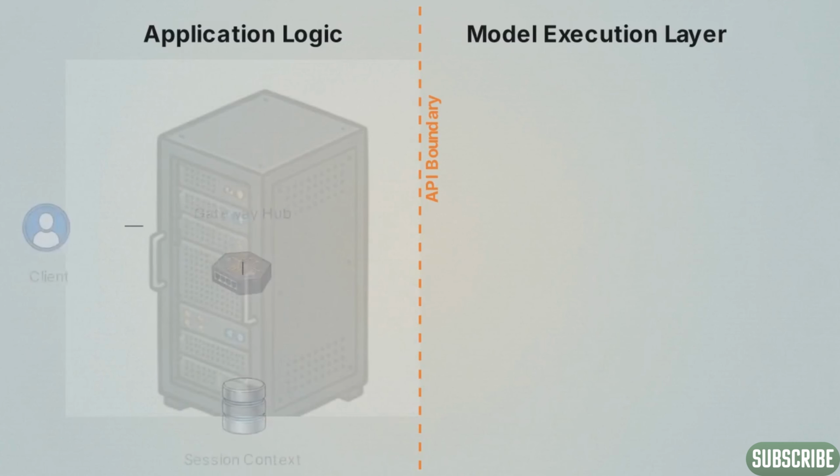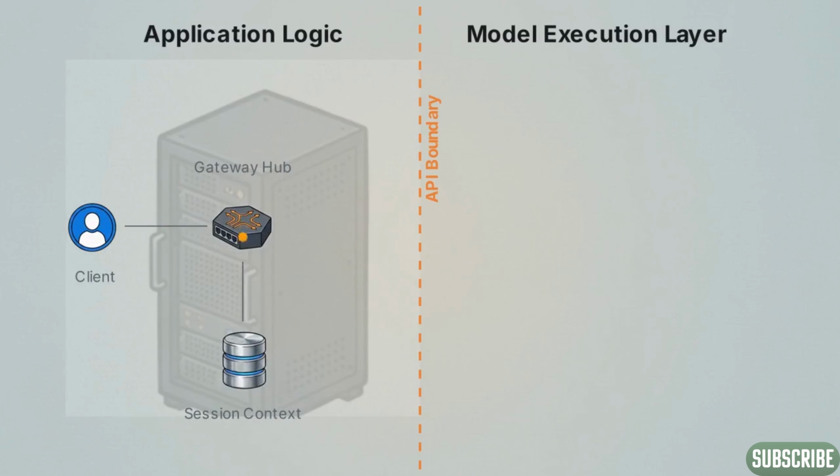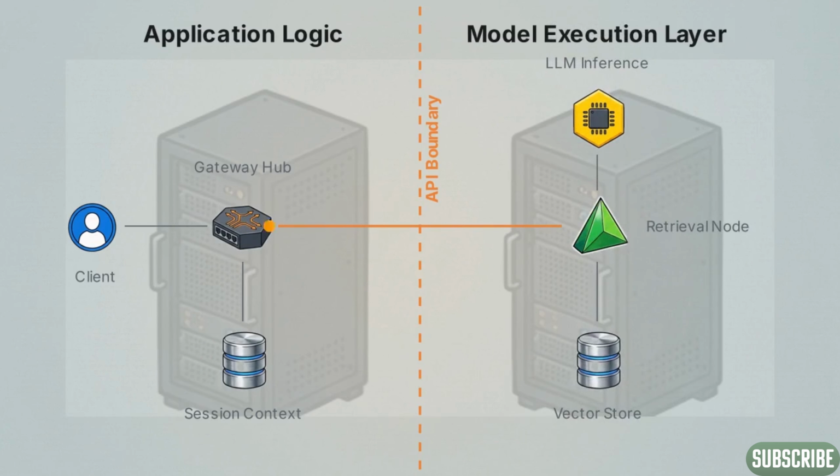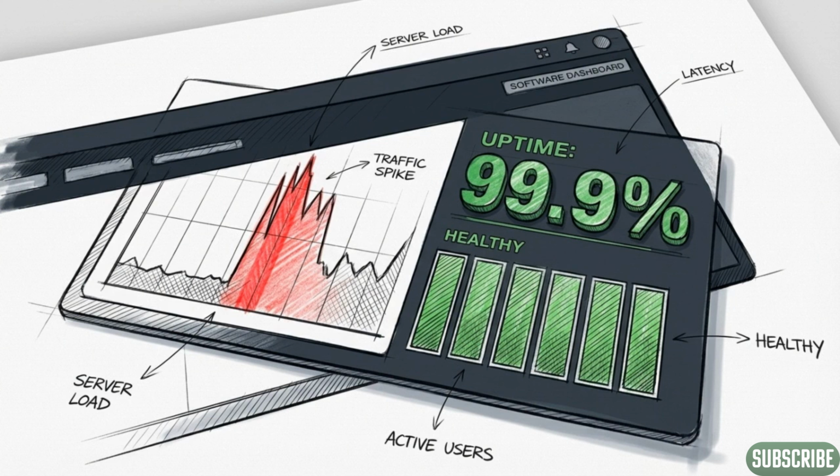In this new structure, the application backend is strictly responsible for handling user session context, orchestrating incoming requests, and managing database persistence. Meanwhile, the model execution layer handles all the heavy lifting. It manages the LLM inference, executes the retrieval augmentation against your vector store, and generates the final response, which crosses back to the client. Isolating the intensive machine learning execution from the lightweight application logic ensures the system remains stable and responsive, even when traffic volume spikes.